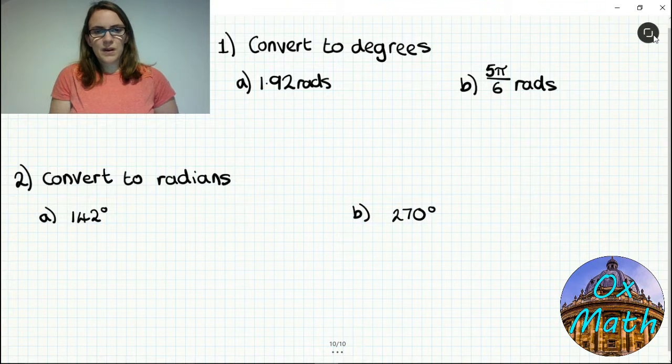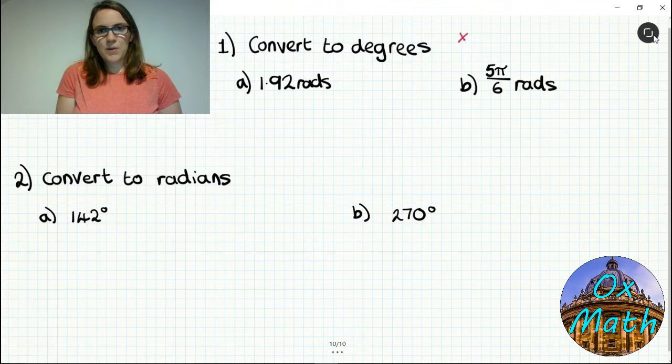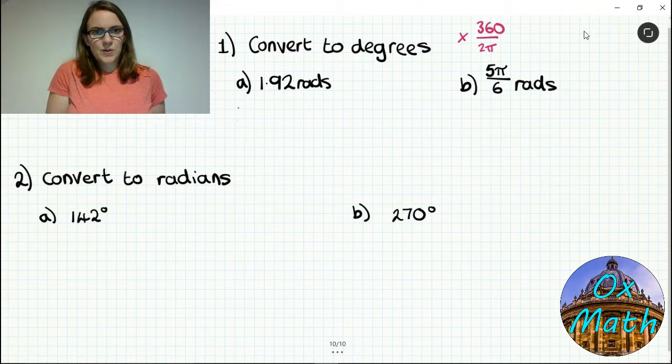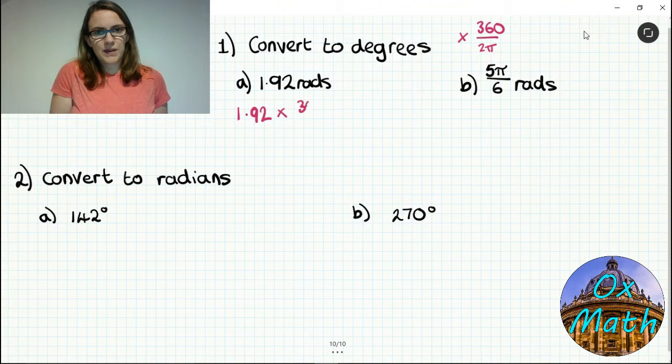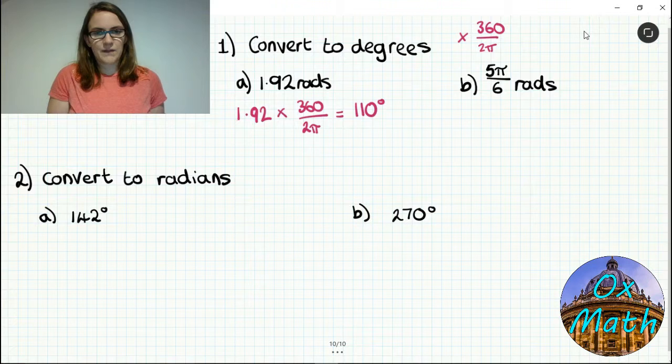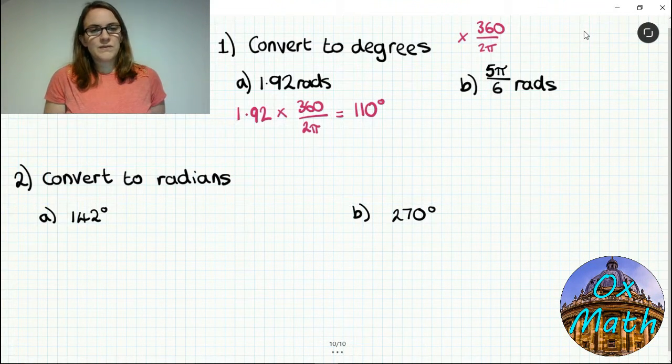So to convert to degrees, we need to multiply by 360 over 2 pi. The 360 goes on the top because we want our answer in degrees. So 1.92 multiplied by 360 over 2 pi. Type that into your calculator and you will get an answer of 110 degrees to 3 significant figures. Again, sense check it. We are expecting more degrees than radians.